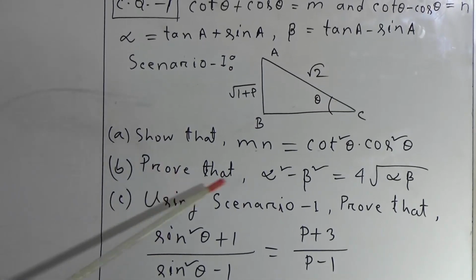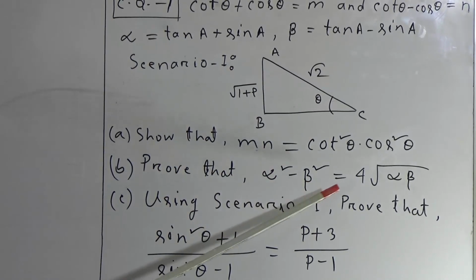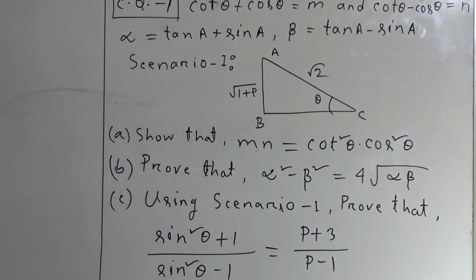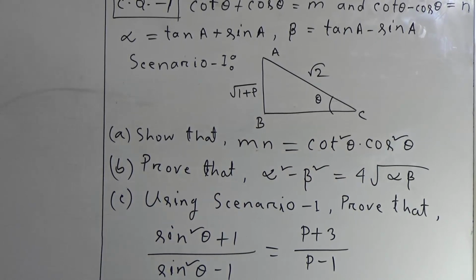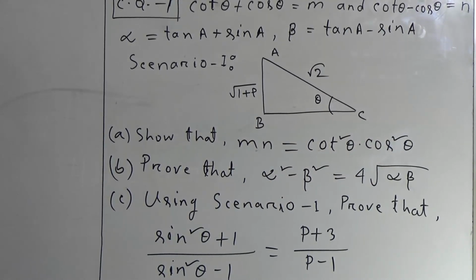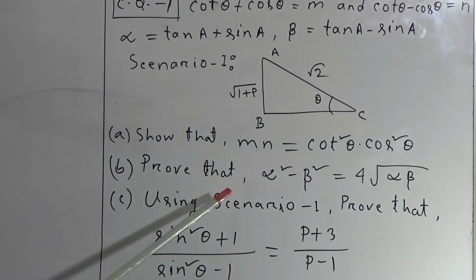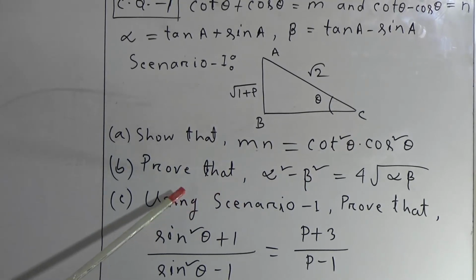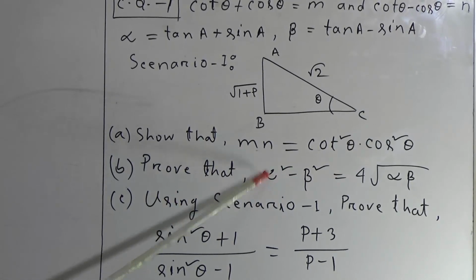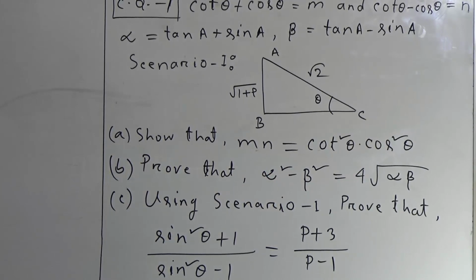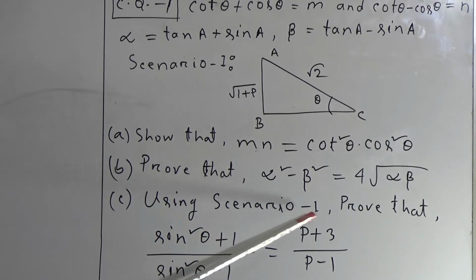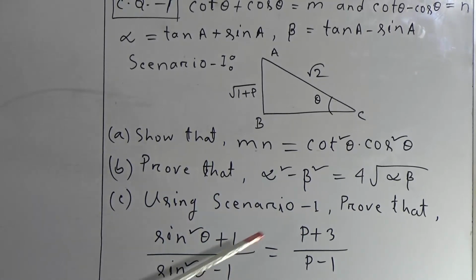B number, prove that alpha square minus beta square equal to 4 into root over alpha beta. Dear students, this is the same as example 11. You can see the book and follow example 11, then you will be able to do B number. And in C number, using scenario 1, prove that sin square theta plus 1 divided by sin square theta minus 1 equal to p plus 3 divided by p minus 1.